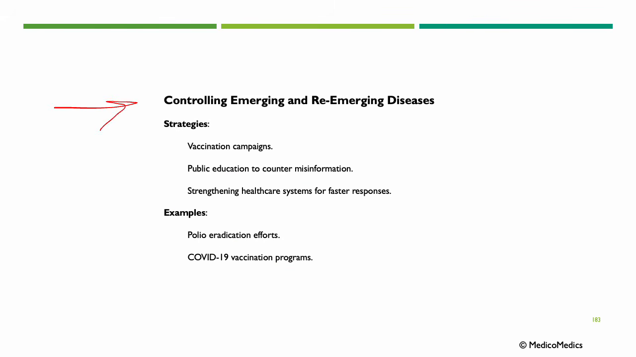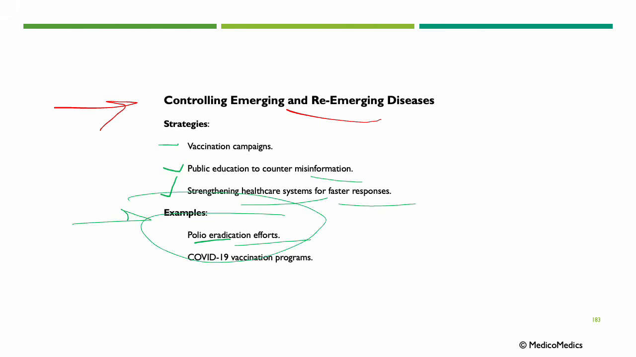Now, controlling emerging and re-emerging diseases. So strategies include vaccination campaigns, public education to counter misinformation, and strengthening healthcare systems for faster response. Examples: polio vaccine eradication efforts, and COVID-19 vaccination programs.